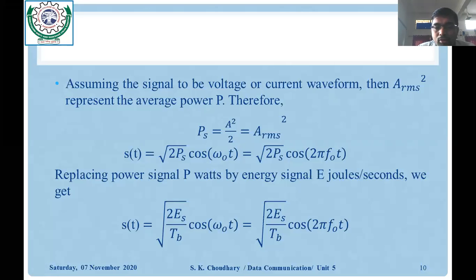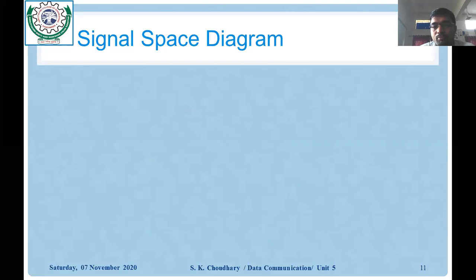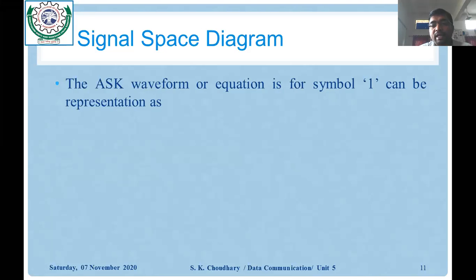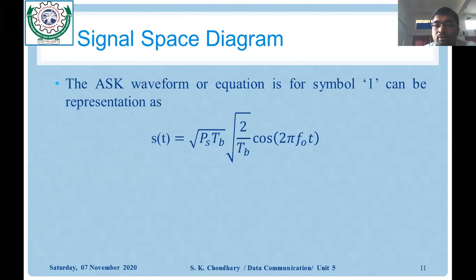Now we have represented the ASK signal in terms of voltage form, power, as well as energy form. This will help you draw the constellation diagram or signal space diagram. When you go to draw the signal space diagram of the ASK waveform, the equation for symbol 1 can be represented as what? That is S(t). We have now converted the energy term into the power form. So E_s upon T_b is the energy term, and P_s into T_b is the same term.